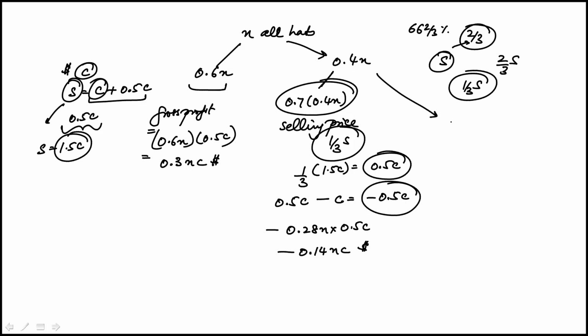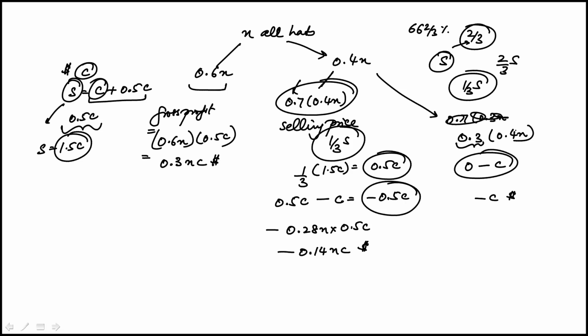Now we also have this category of hats that were not sold. Let me just see, what am I doing now? Not 0.7, 0.3 times 0.4 N, because that's 70%, remaining is 30%. And then here, the selling price is 0, because you didn't sell it. And so your gross profit, or I should say gross loss, is minus C dollars. So this quantity is 0.12 N times C. This is your loss in dollars.